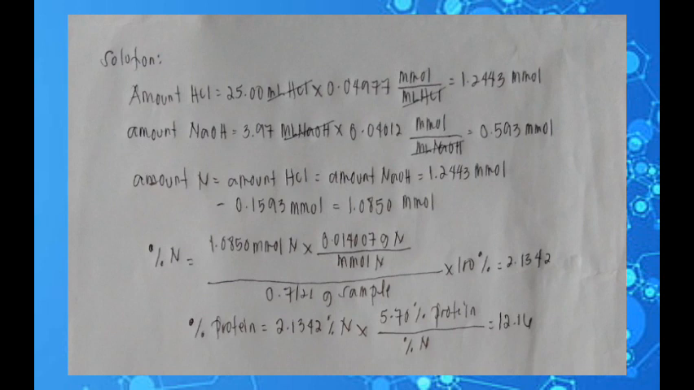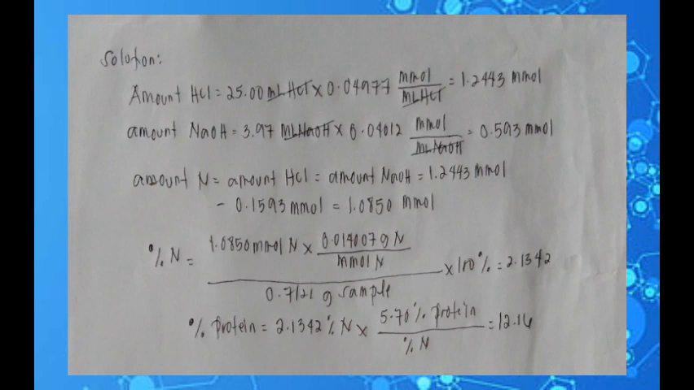Tapos, huwag natin kakalimutan na i-divide siya doon sa given na sample natin ng wheat flour, which is 0.7121 g sample. After that, we should do times 100%. So, after that, makukuha na natin yung sagot na 2.1342. So, ang mangyayari dyan, yung percent ng N equals to 2.1342% N. So, ita-times natin siya doon sa given ng 5.70 factor for cereal, yung percent ng protein.